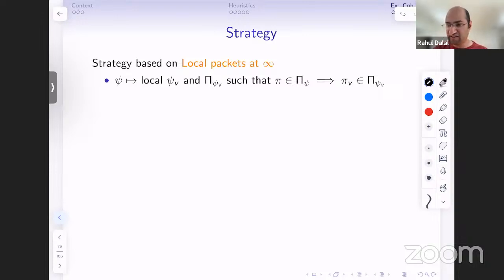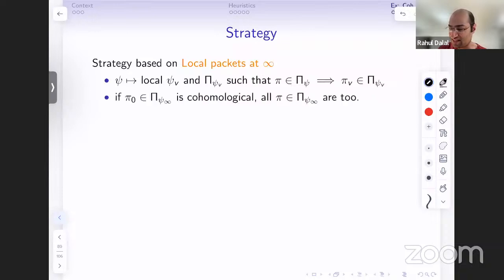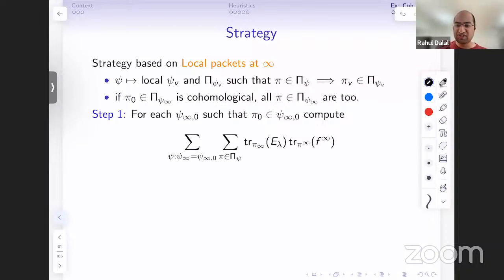Basically, you can think of the local Arthur packets as coming from a consistency condition: if you have a global representation pi inside an Arthur packet, then its local component at v needs to be inside the local packet of psi_v. Okay, so that's great. Now let's talk specifically about what's happening for cohomological representations at infinity. There's this really nice fact about the Arthur packets at infinity, that if you have one cohomological representation inside an Arthur packet at infinity, then the entire packet is made up of cohomological representations. So we're going to basically use a two-step process to cancel out all the noise.